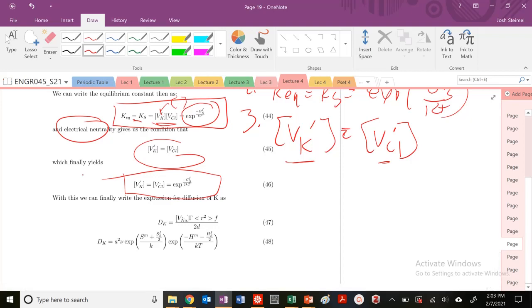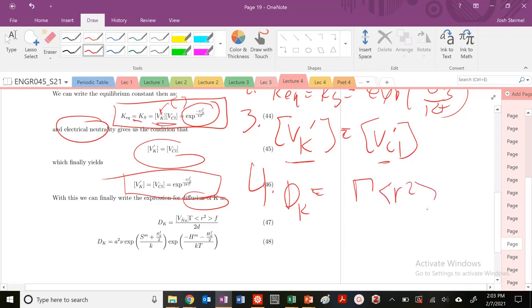So with this, once we have these expressions, we can write how we can describe the diffusion of K. Well, the diffusion of our potassium ions is going to be our typical expression here, R squared F divided by 2D. Well, we'll assume that F is equal to 1, D is equal to 3. R squared is just going to be, in our FCC lattice, again, some distance. Let's just call it a squared.